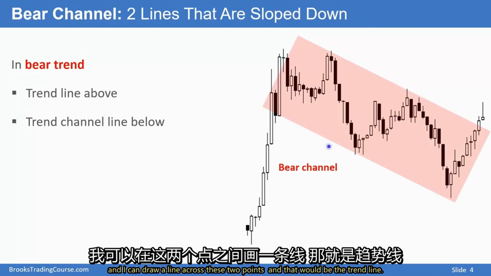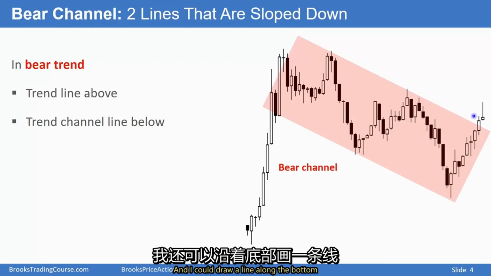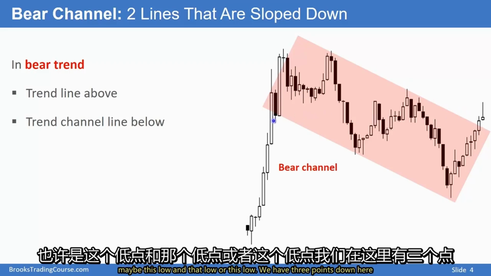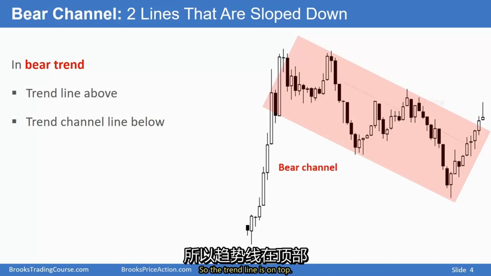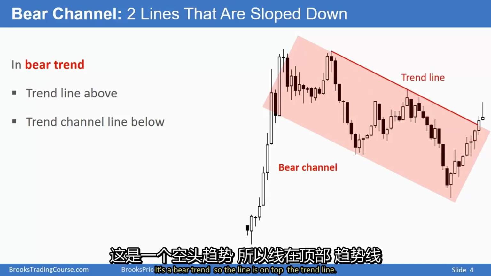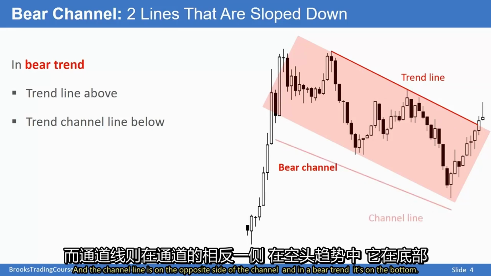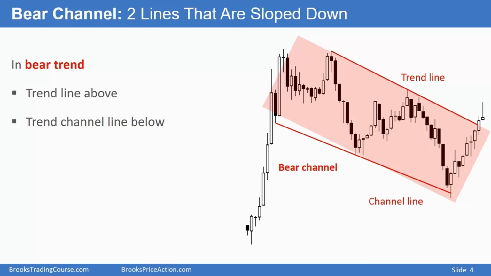Now, we have a broad bear channel, and I could draw a line across these 2 points, and that would be the trend line. And I could draw a line along the bottom, connecting maybe this low and that low, or this low. We have 3 points down here, and the line along the bottom is the trend channel line. So the trend line is on top. It's a bear trend, so the line is on top, the trend line, and the channel line is on the opposite side of the channel, and in a bear trend, it's on the bottom.